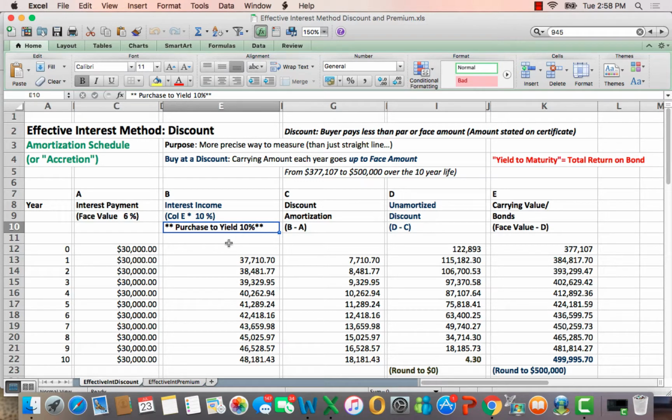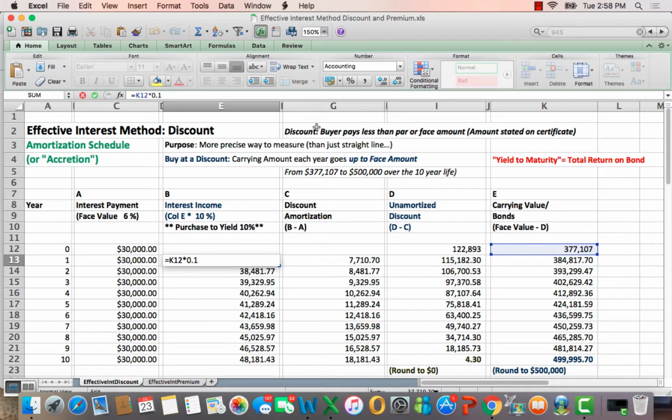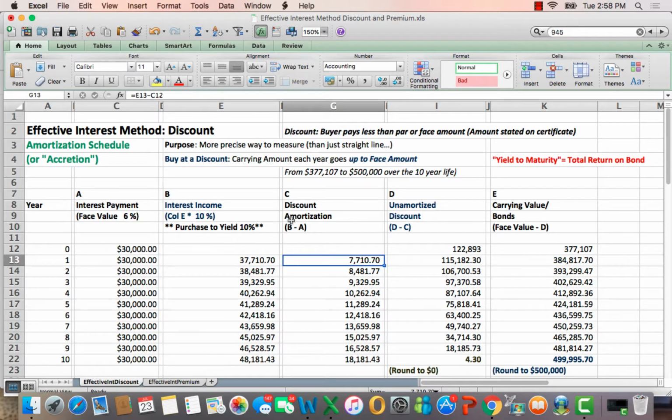So how do we calculate this bond amortization? First of all, we take the carrying value in blue times 10%, 0.1, and we get 37,701, which is more than the interest rate. So the difference between those two numbers, B minus A, is the amount of the discount that we amortize. You can see that the amortization decreases after year 1 and every year until it's all used up.